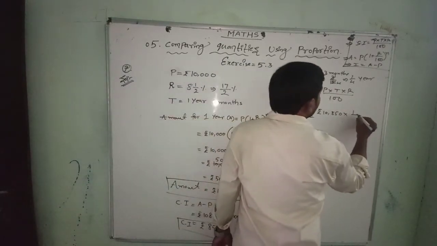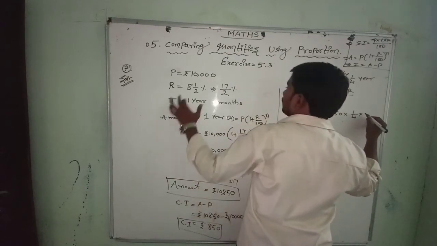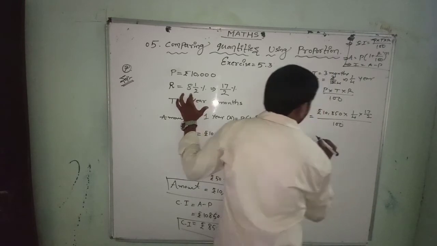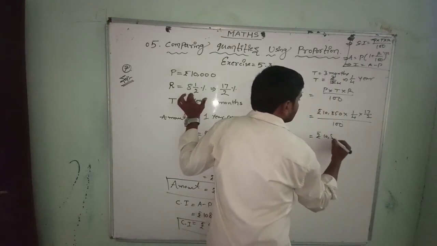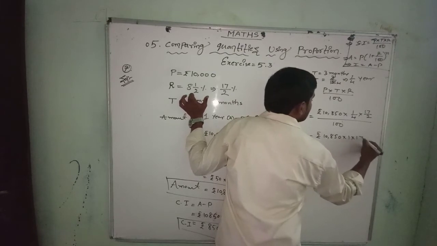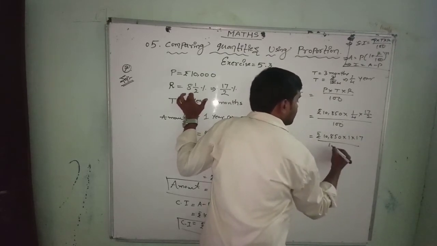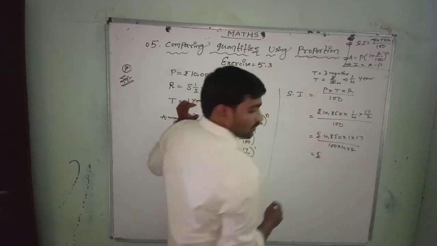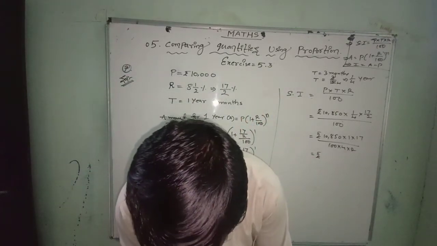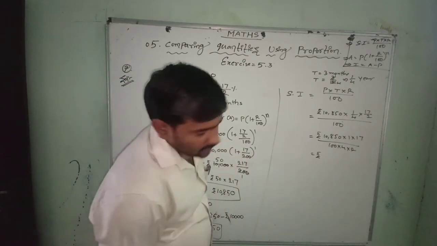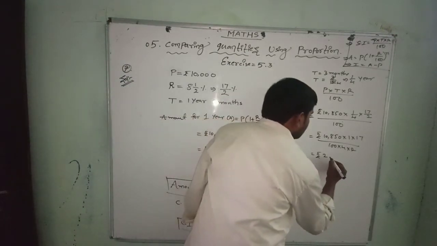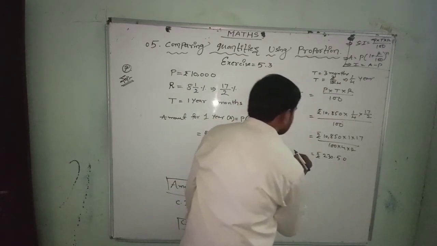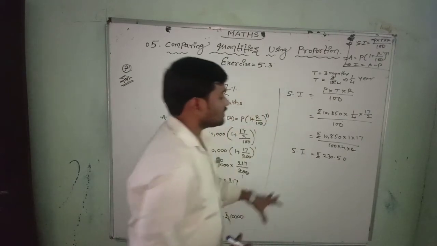So here 1 by 4 into R, what is it? Rate of interest will be the same, that is 17 by 2 by 100. Now if you do it, that's 10,850 into 1 into 17 by 100 into 4 into 2. Okay, you simplify now. This simple interest you will get as 230 rupees 50 paisa. 230.50 paisa. This is the simple interest.